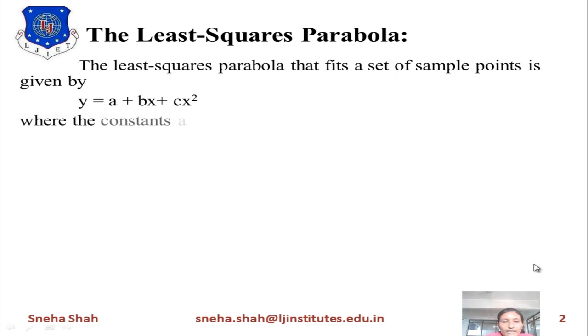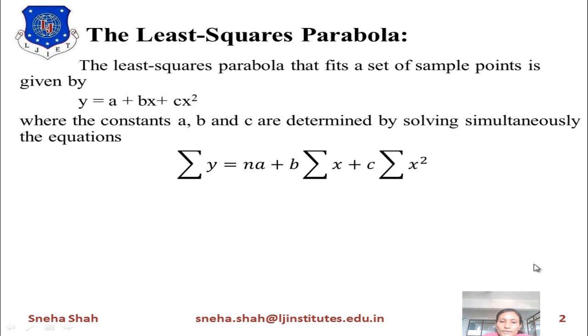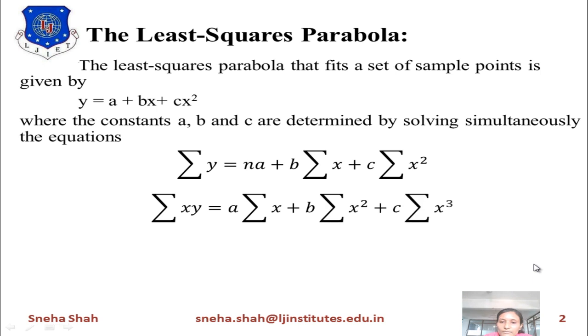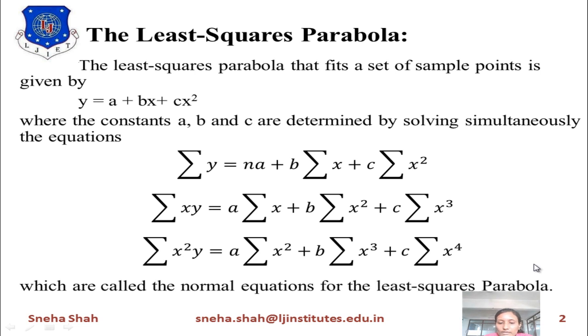So this will be defined by where the constants a, b and c are determined by solving simultaneously the equations. The first equation is summation y equals na plus b summation x plus c summation x square. The second equation is summation xy equals a summation x plus b summation x square plus c summation x cube. And the third equation is summation x square y equals a summation x square plus b summation x cube plus c summation x raised to 4. So these equations are known as normal equations for the least square parabola.